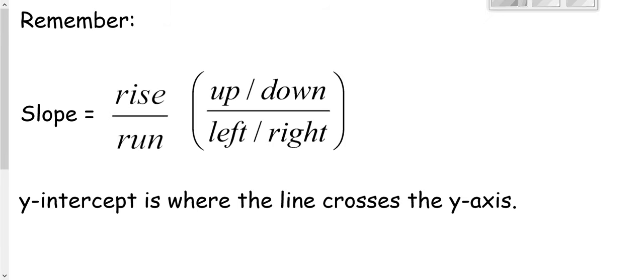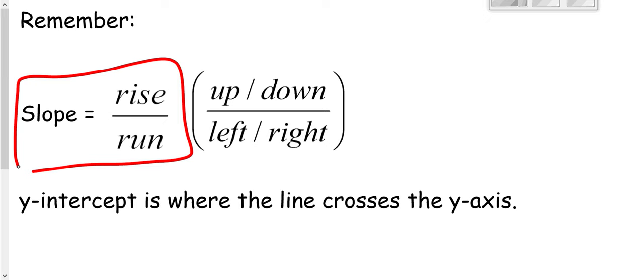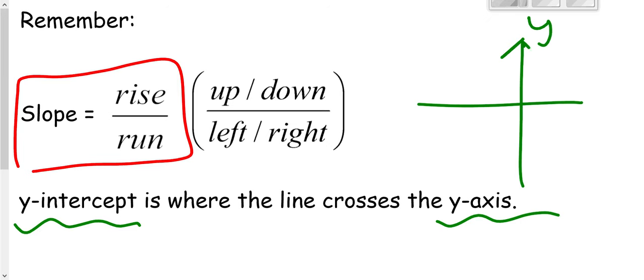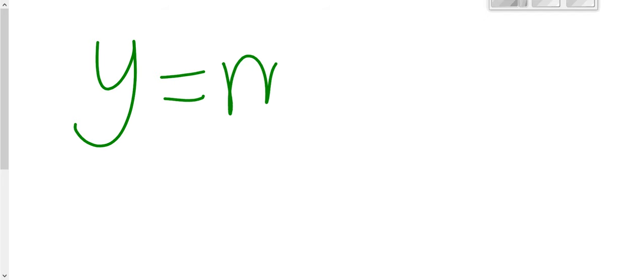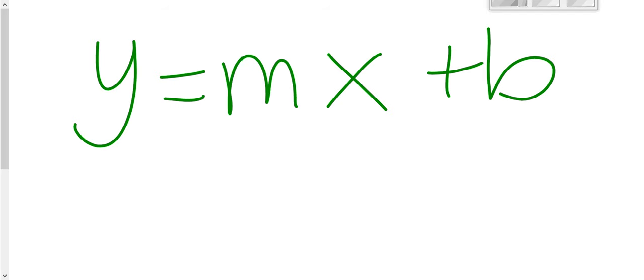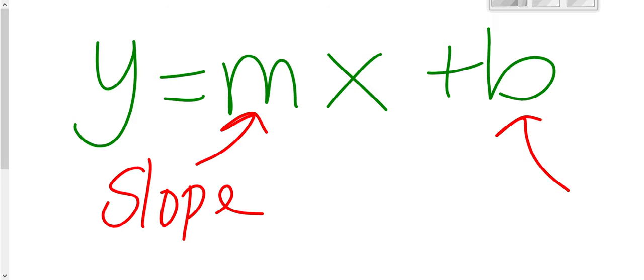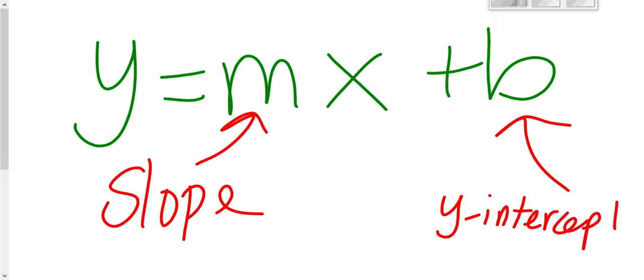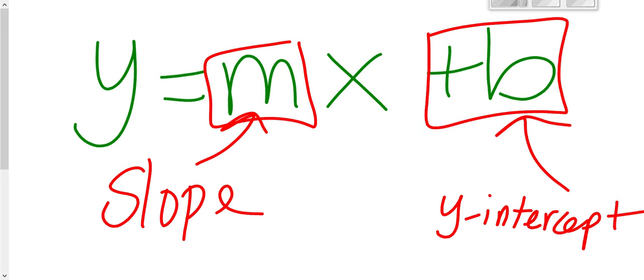So again, we know that our slope is rise over run, and now we have our y-intercept, which is where the line is going to cross the y-axis. Remember that in a coordinate grid, the y-axis is your up and down axis, your vertical axis. So you need to have this written down somewhere. Y equals mx plus b, where m is your slope and b is your y-intercept. Super important because those are the two pieces that we are going to need to pick out of the equation in order to graph it.